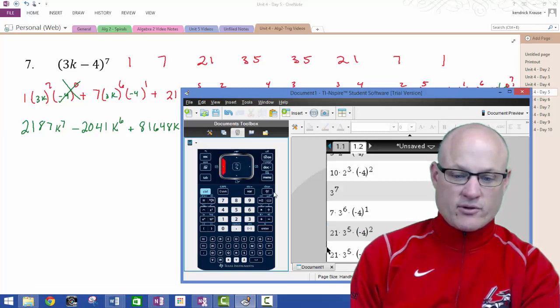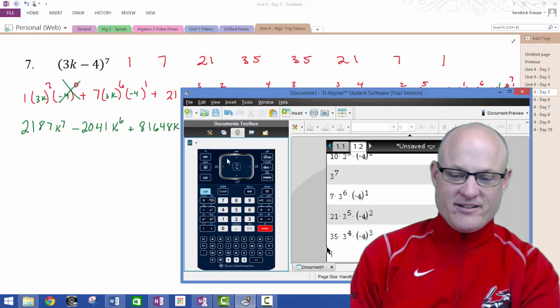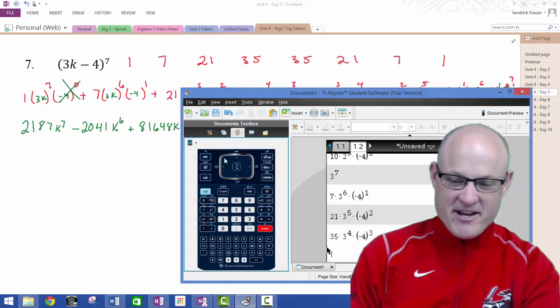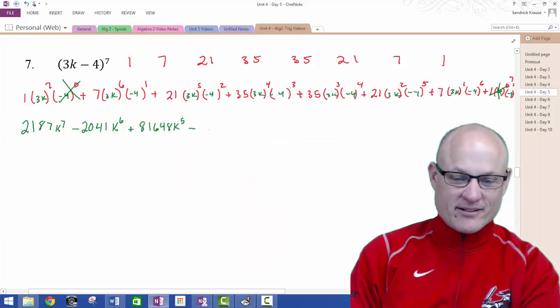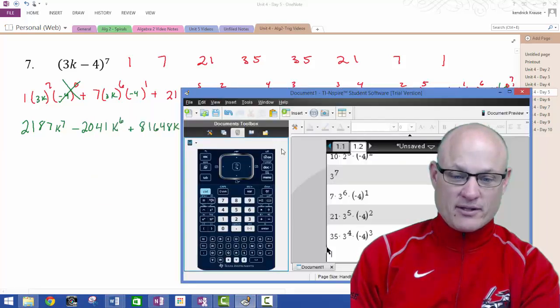We'll change this to a 3. And we'll change this one to a 4. And we'll change this to a 35. And we'll get negative 100. And why am I doing this problem? Negative 181,440. There's just no silly reason to be doing this problem. K to the 4th. I mean, nobody in their right mind would ever.